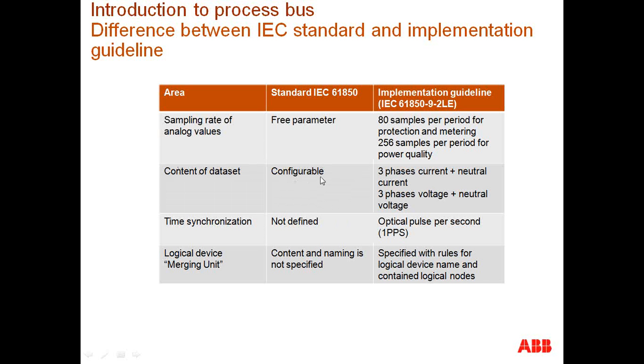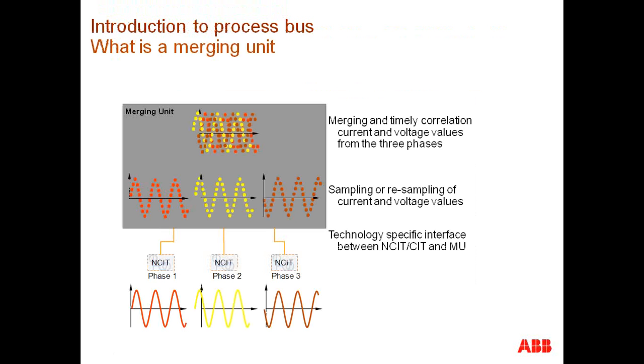Content of the data set. In 61850-9-2, it was a configurable attribute. In 9-2LE, it is defined that one data set, sometimes also referred to as a data stream, is going to include three-phase currents, three-phase voltages, plus the neutral current and the neutral voltage. So on a particular data set or data stream, you're going to receive 8 analog signals. Okay? And then the other part that was left to implementation was the sampling rate. 61850-9-2LE, or the implementation guideline, defines that you should have 80 samples per cycle for protection functions and 256 samples per cycle for power quality monitoring type functions.